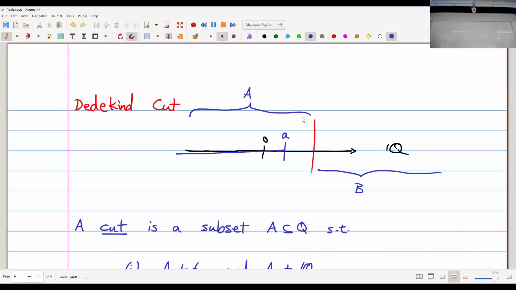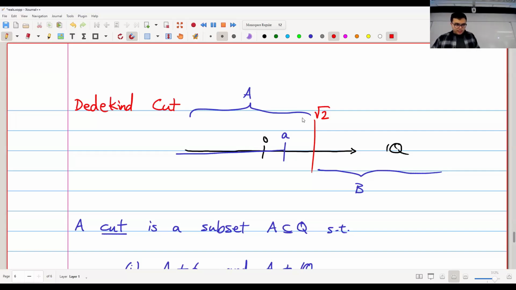Now, the idea is this. Again, I'm cutting my rational numbers into 2 parts, A and B, right? So imagine that, again, I'm just using intuition here. Suppose that I want to cut it at square root of 2. In this case, I don't really have a problem. I can say all the numbers that are smaller than square root of 2 will be the set A. And then all the numbers that are bigger than square root 2 are going to be the set B, right? So if I cut at square root 2, I have exactly 1 cut.